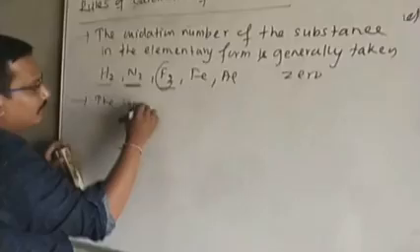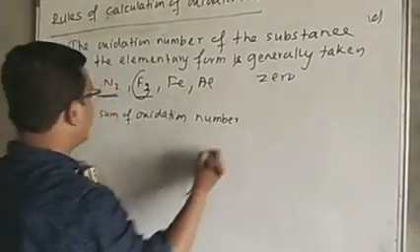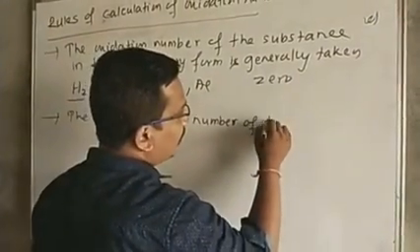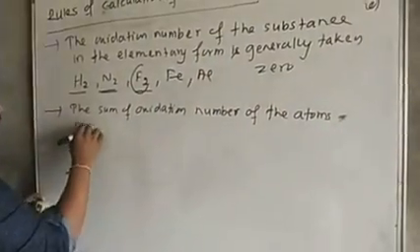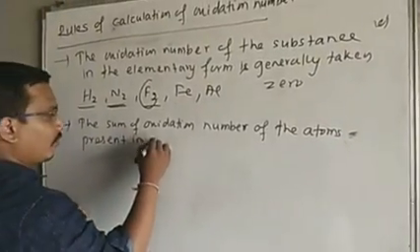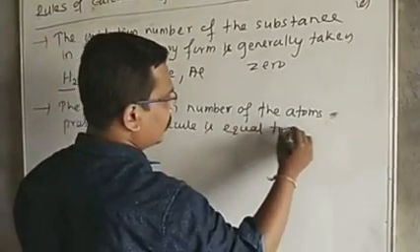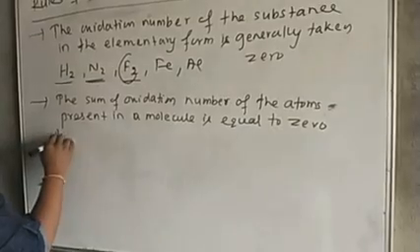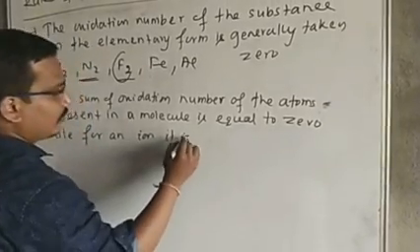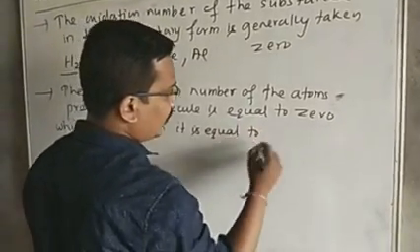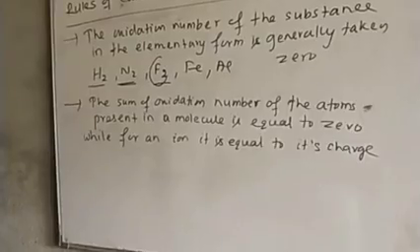The sum of the oxidation numbers of the atoms present in a molecule is equal to 0, while for an ion it is equal to its charge. That means, take an example. What is the meaning of this rule?